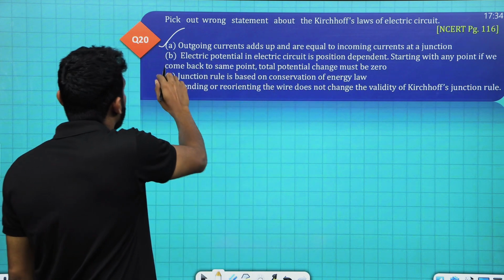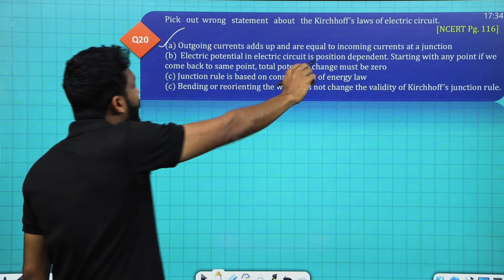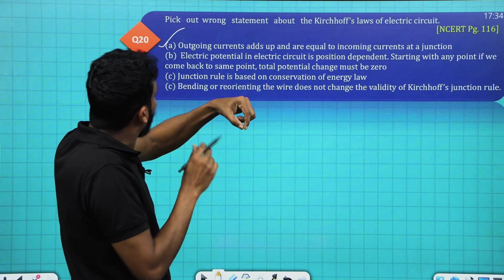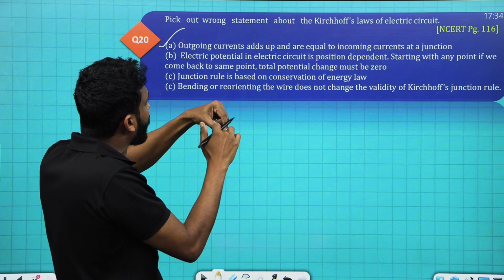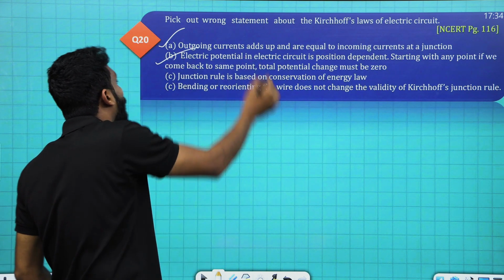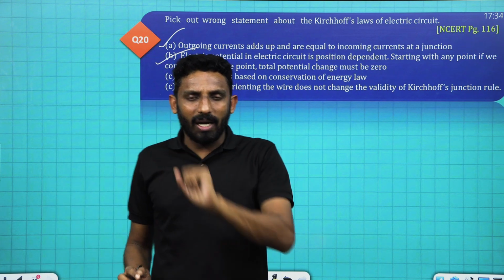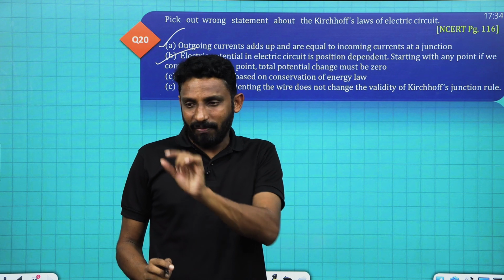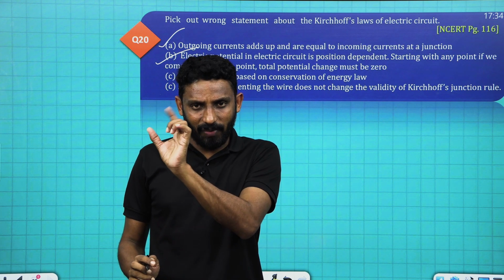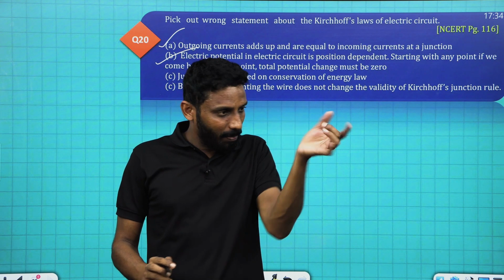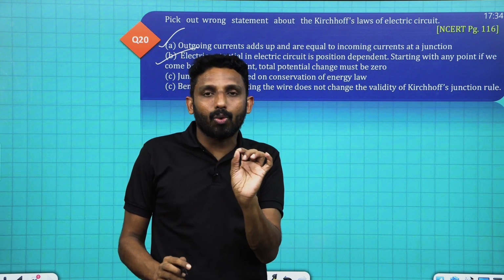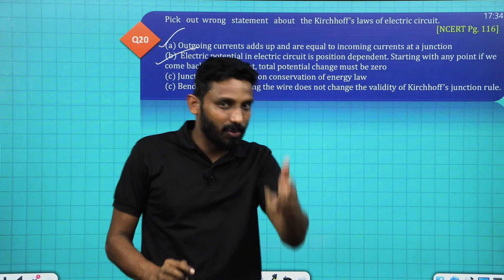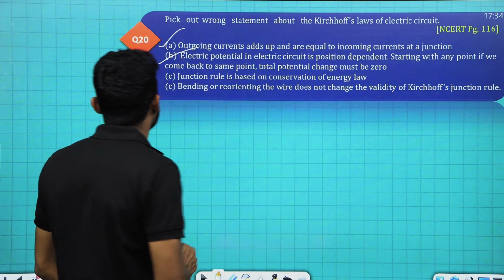True. Option B: electric potential in an electric circuit is position dependent. Starting with any point, if we come back to the same point, the total potential change must be 0. While applying Kirchhoff's loop rule, potential is position dependent. We start from a point: VA minus IR minus I by 2 R is equal to VP. In that way, it is position dependent.